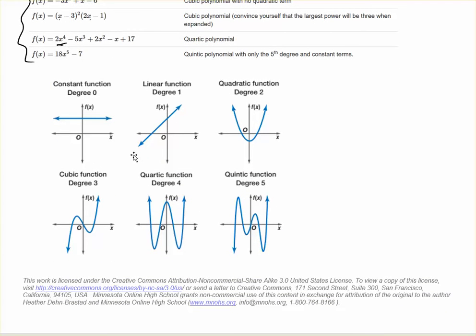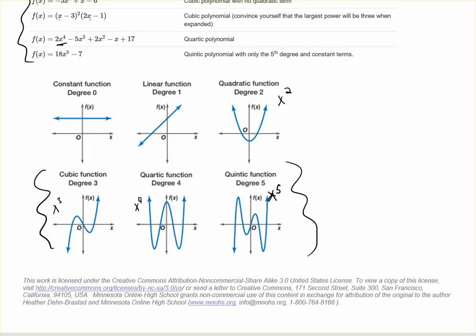So these are some of the polynomial functions. We have a constant function that has a degree of 0. It's just a horizontal line. A linear function has a degree of 1. A quadratic function would have a degree of 2, like x squared. And then here's the kinds that we'll be looking at today. We have a cubic function, which would have a degree of 3. A quartic would have a degree of 4. A quintic would have a degree of 5.